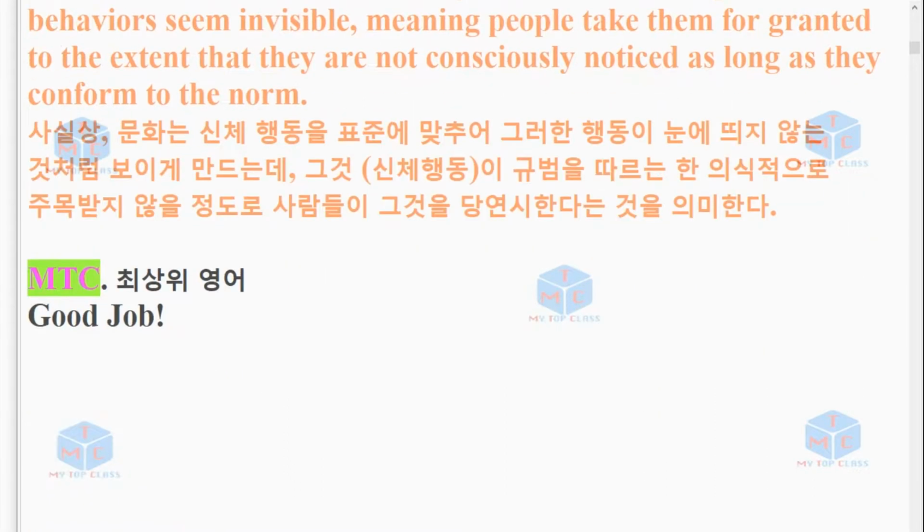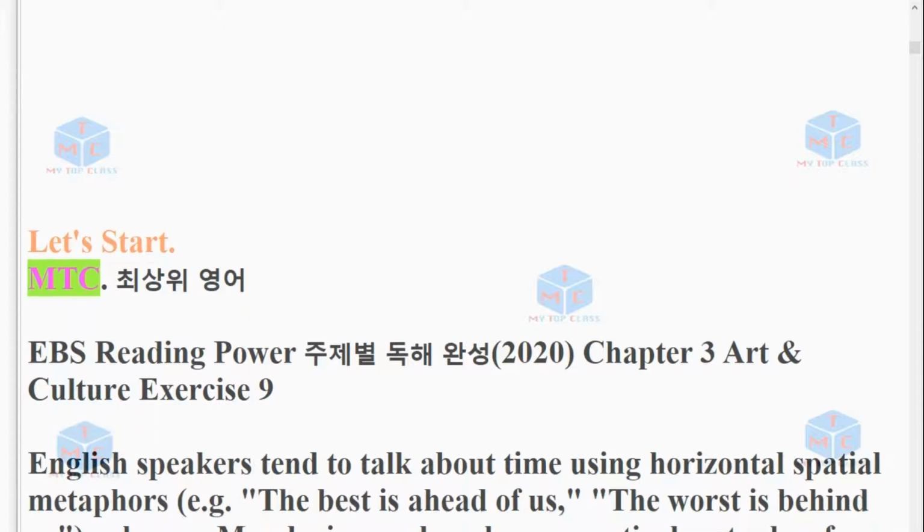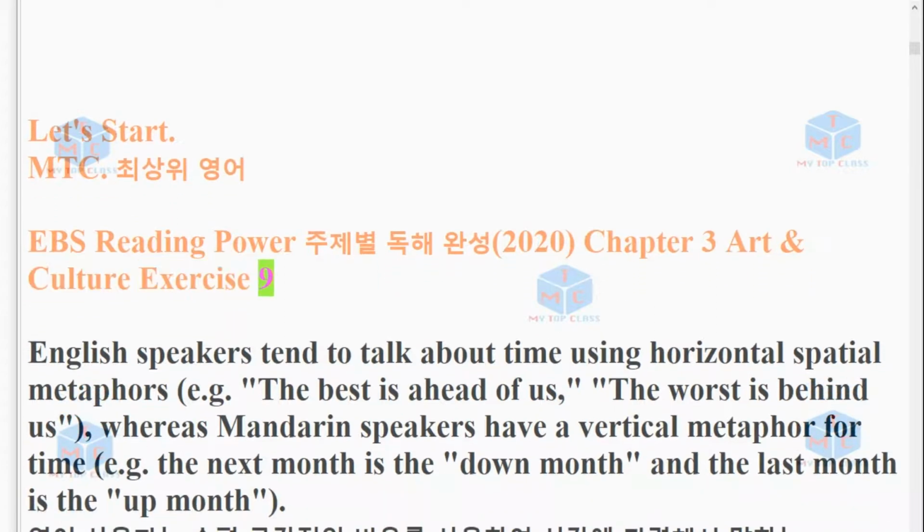Good job. Let's start. EBS Reading Power, 2020, Chapter 3 Art and Culture Exercise 9.